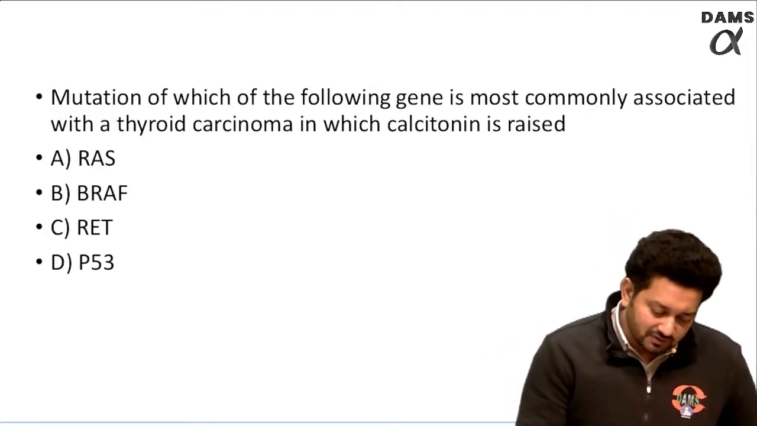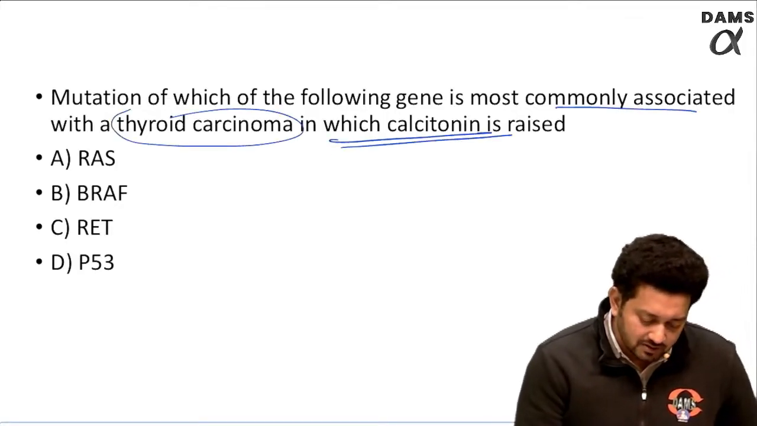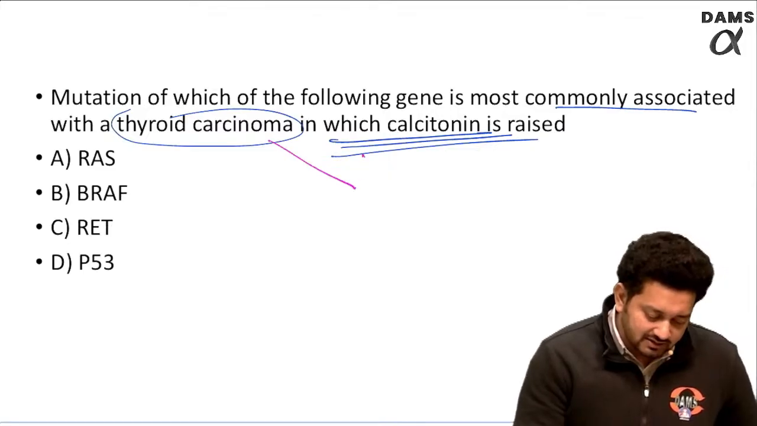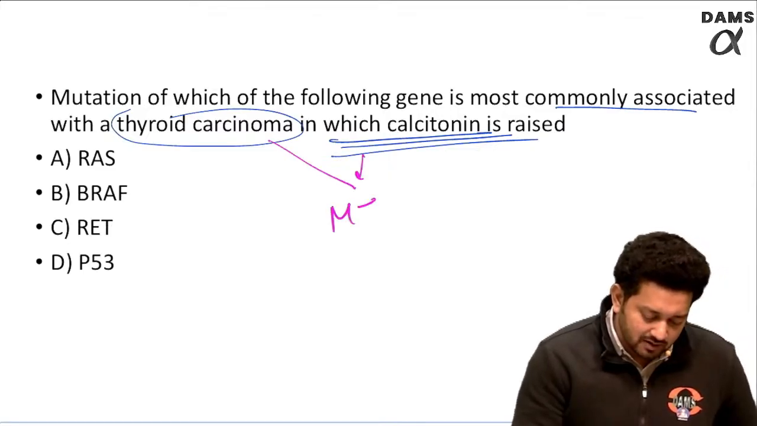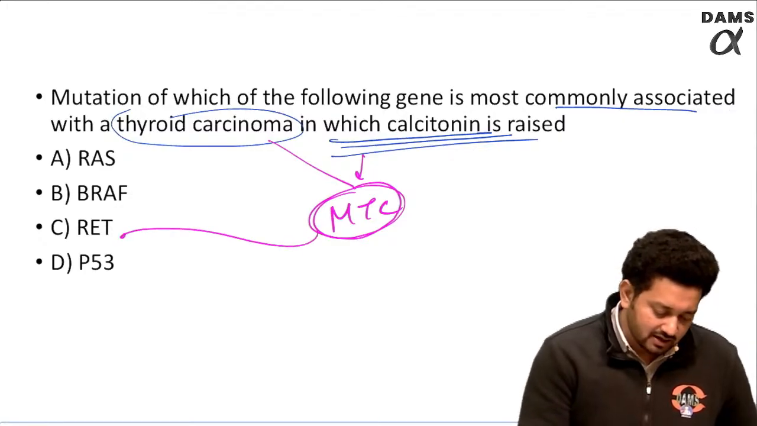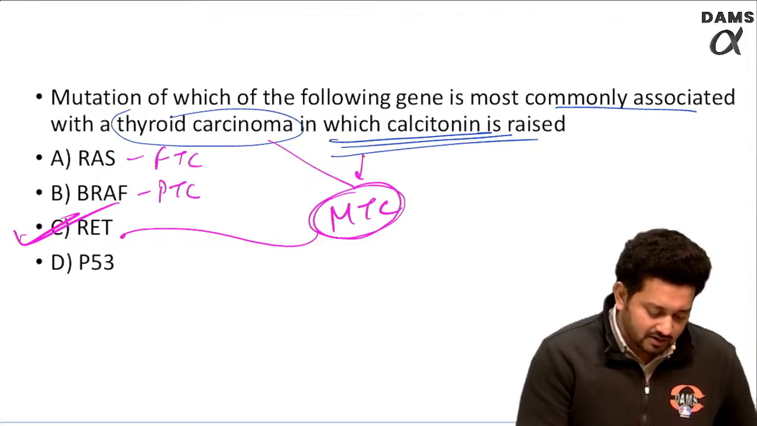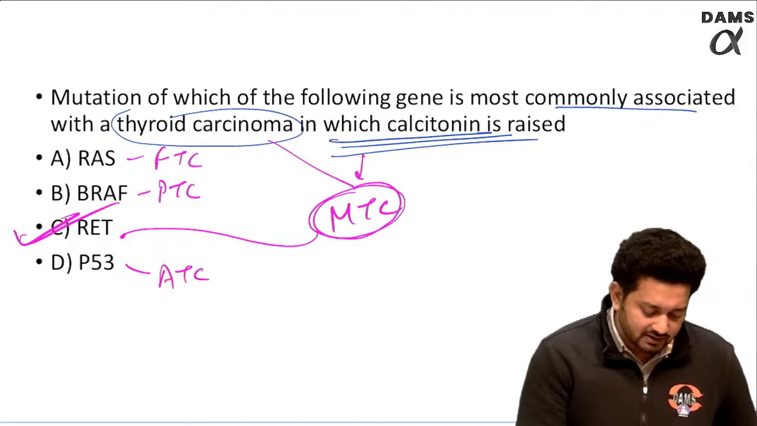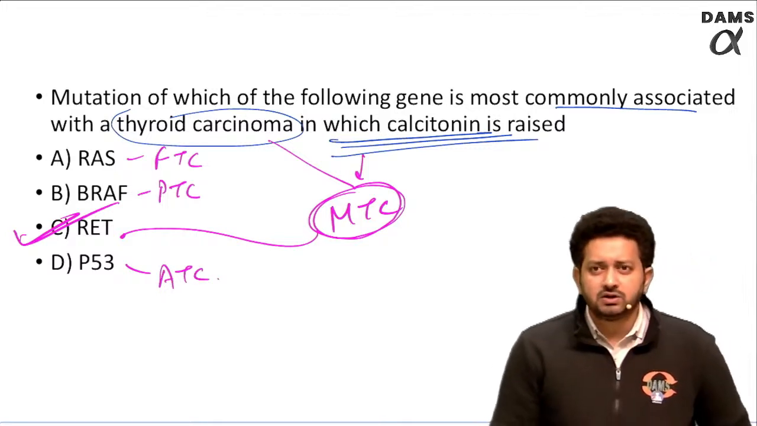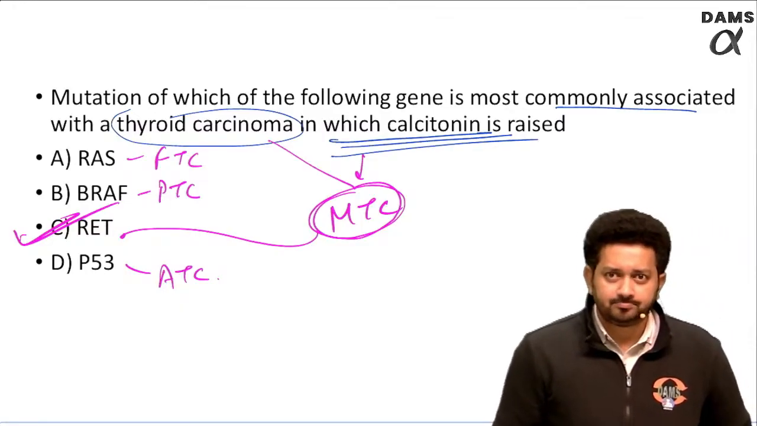Okay, mutation of which of the following genes is most commonly associated with the thyroid cancer in which calcitonin is raised? So calcitonin is raised in which thyroid cancer? Medullary thyroid cancer. And in medullary thyroid cancer, which gene? Ret gene. RAS is for follicular thyroid cancer, BRAF is for papillary thyroid cancer, P53 is for anaplastic thyroid cancer. Calcitonin is high, so it is medullary thyroid cancer.